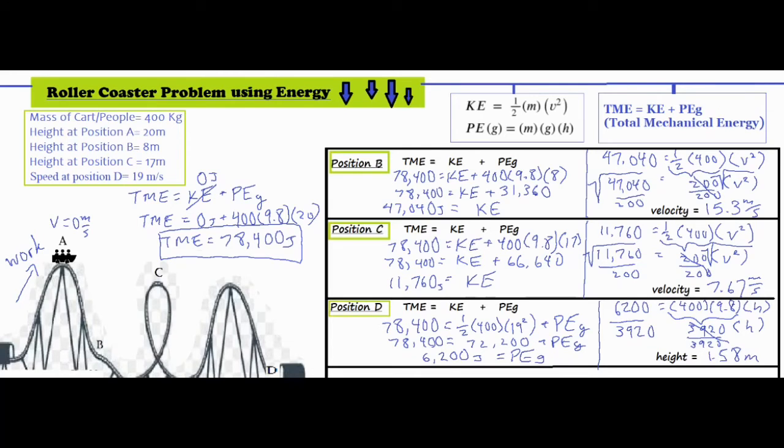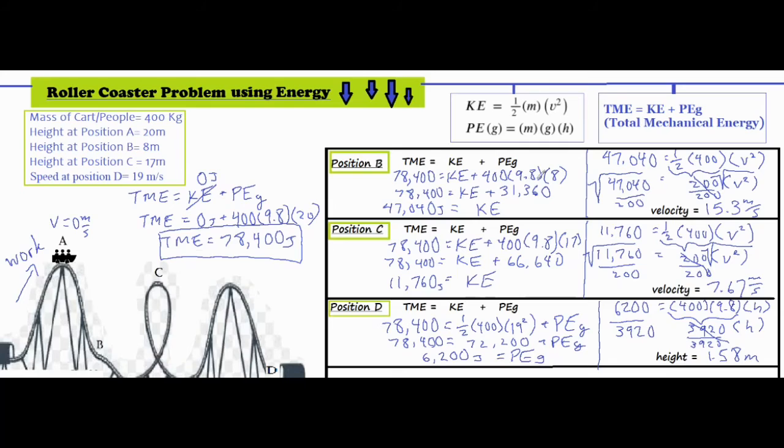Now that I've finished solving for all the values for positions B, C, and D, we're going to go ahead and take a look at the details of how we got these values. So as I said before, the main concept is the total mechanical energy equaling the sum of the kinetic energy plus the gravitational potential energy. We had enough of the information from this box over here to fill out what we needed for the potential energy formula. We had the mass of 400, we had a g value of 9.8, and we had the height of 8 meters for position B.